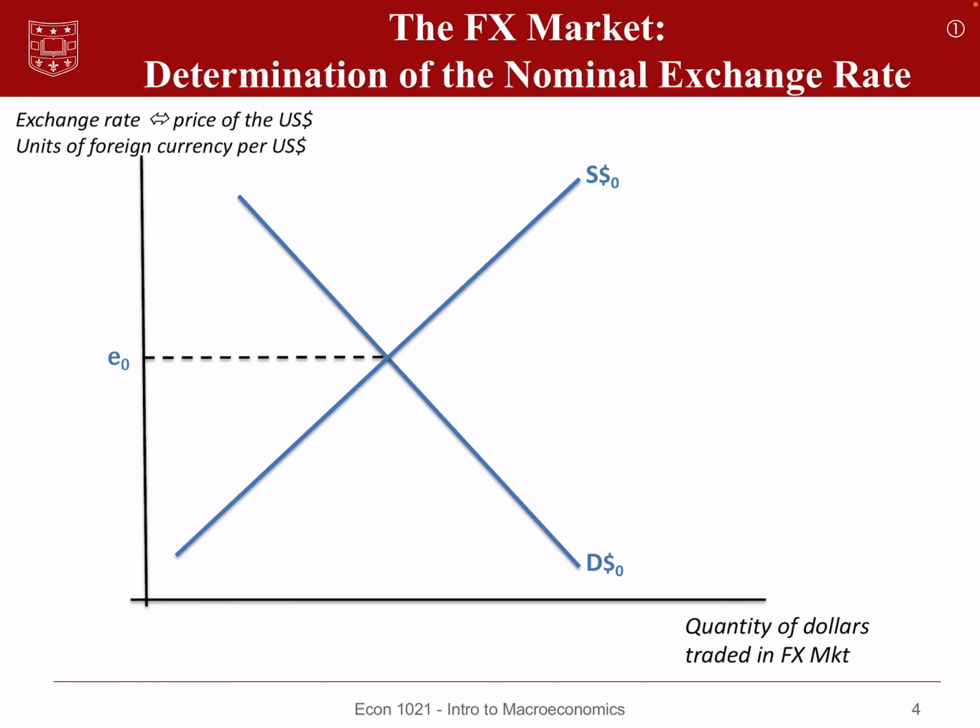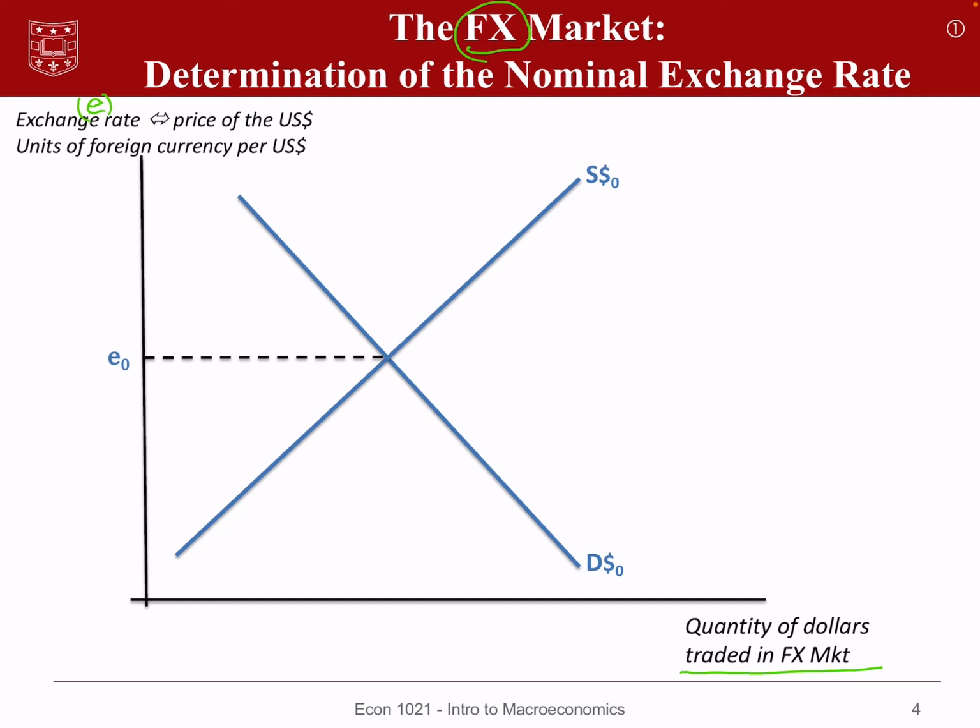So to remind us of our setup, what we have in our characterization of the foreign exchange market, so FX is a common shorthand for foreign exchange market. We have on the horizontal axis the quantity of dollars that are traded in the foreign exchange market. On the vertical axis, our price measure is the price of the dollar, where that's how we're thinking about the nominal exchange rate, and we're defining it as units of foreign currency per dollar. And then we have a demand curve for dollars and a supply curve for dollars.